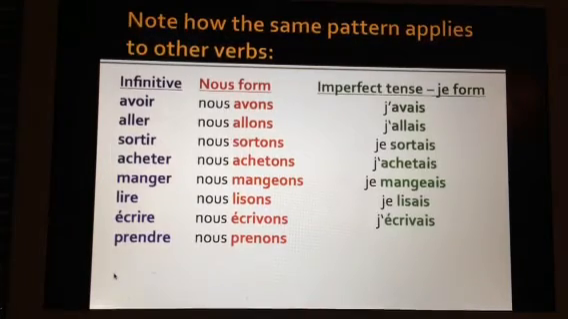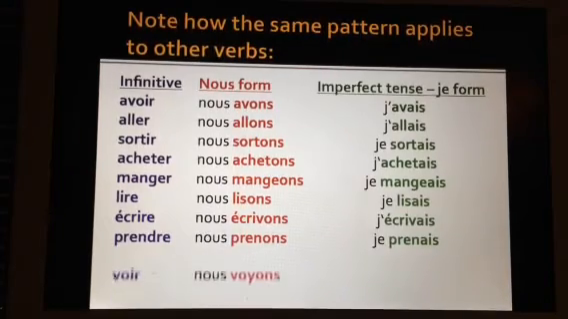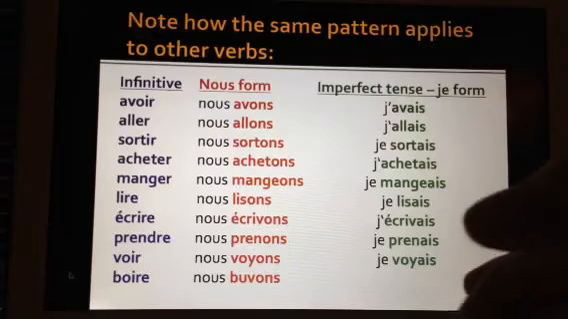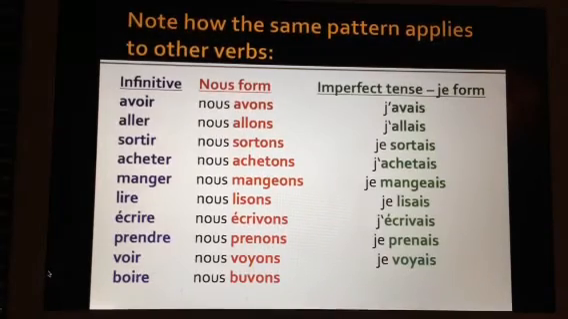Prendre is nous prenons, so take off the ONS. Je prenais, I was taking or I used to take. Voir, nous voyons. Take off the ONS. Je voyais, I was seeing or I used to see. Boire, nous buvons. We are drinking. Take off the ONS. Je buvais, I was drinking, I used to drink.